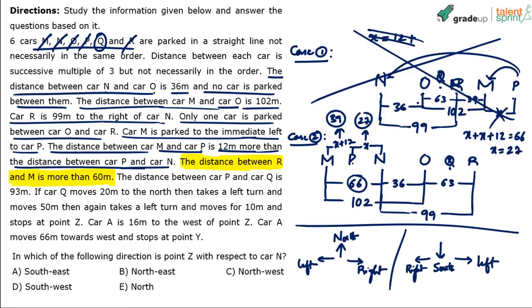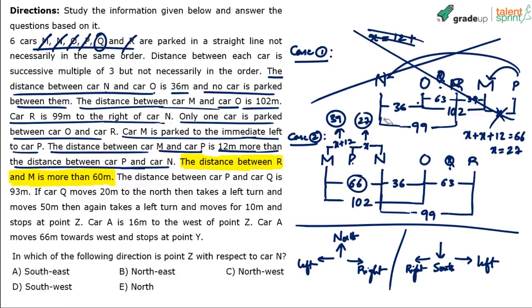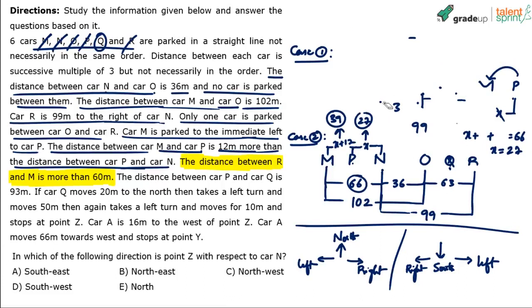right? I'll do one thing. I'll clear the top arrangement so that I get some space to work on. Otherwise I get confused. Let me clear this part. Just a second. You have understood why case 1 is wrong, right? Case 1 doesn't satisfy all the conditions. Now distance between P and Q is 93, he says.